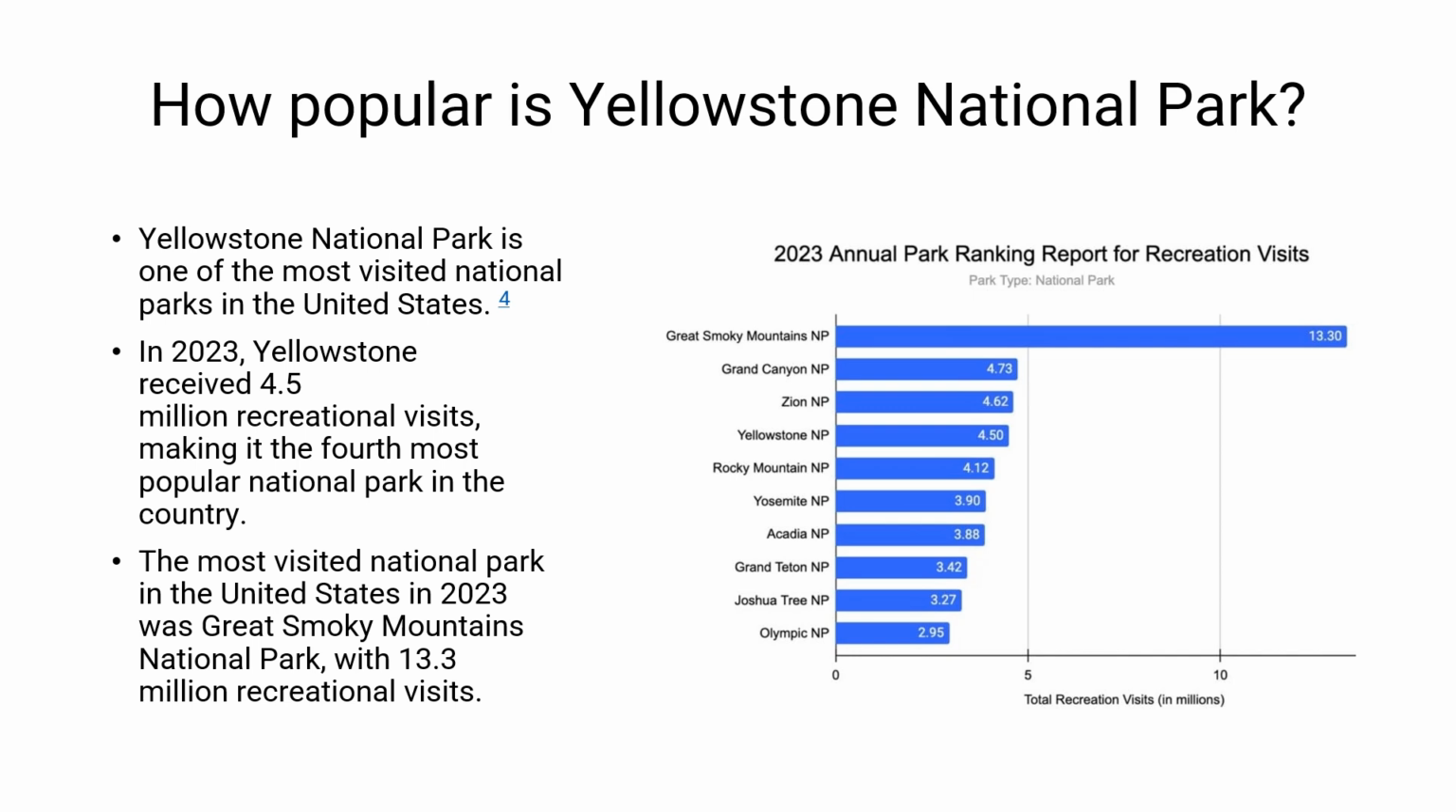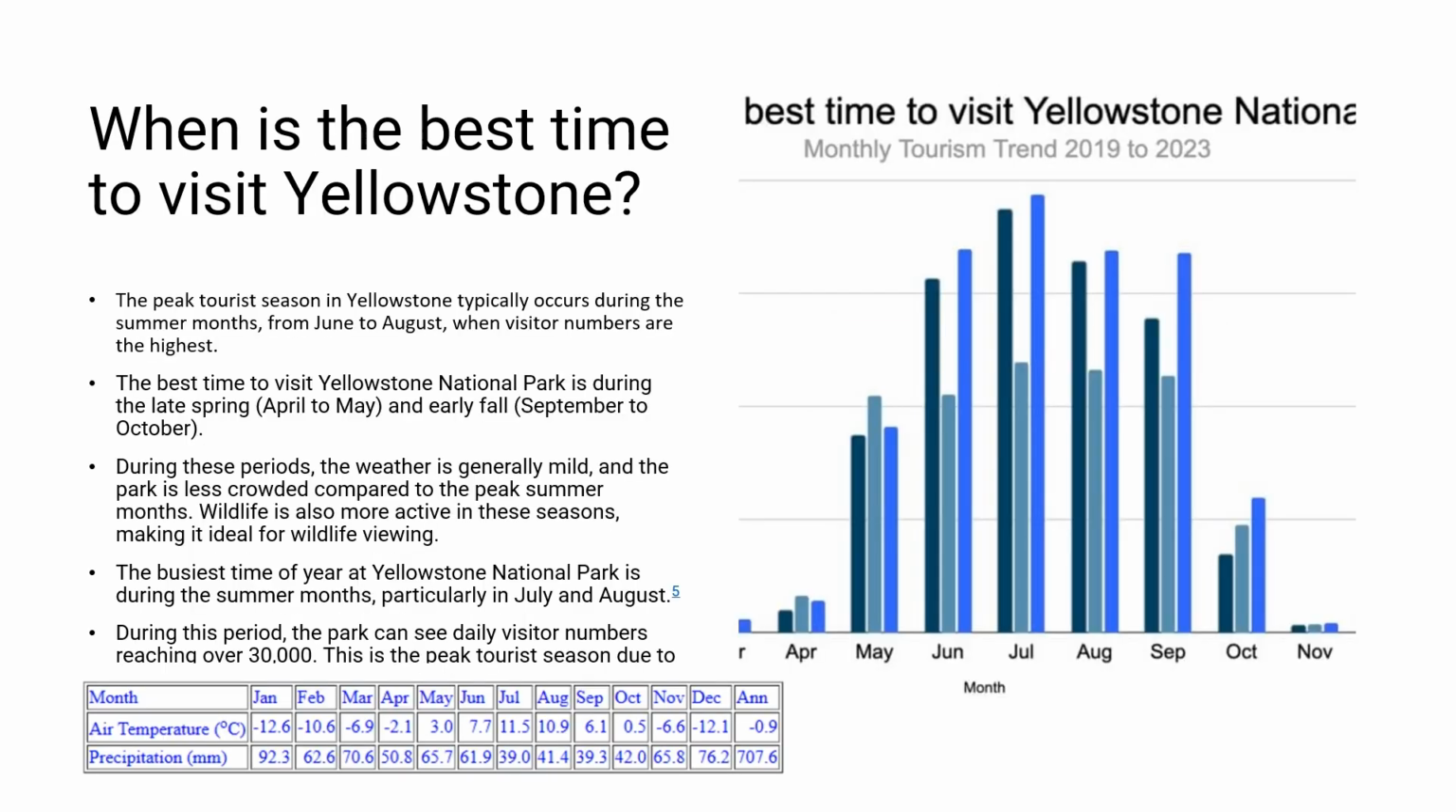Yellowstone National Park is number 4 in 2023. When is the best time to visit Yellowstone? The peak tourist season in Yellowstone typically occurs during the summer months from June to August, when visitors are the highest. The trend starts from May and decreases from September. The best time to visit can range from May to October.